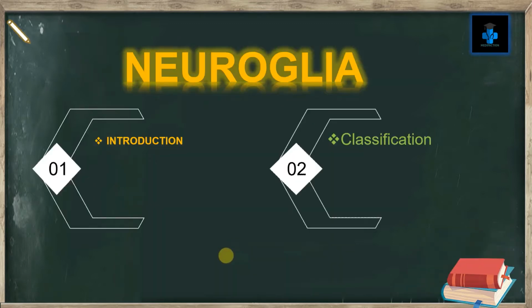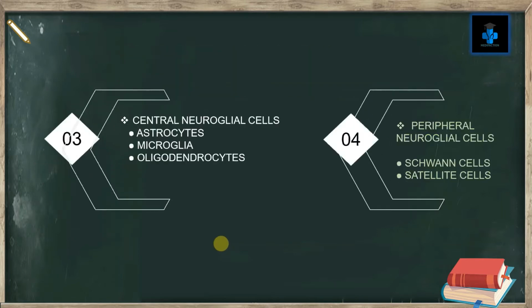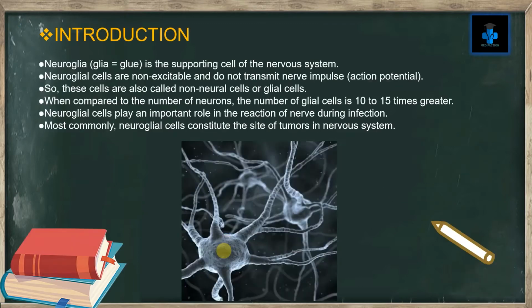In this video, I'm going to enumerate an introduction about neuroglia. We are also going to check upon the classification of neuroglial cells, which are the central neuroglial cells consisting of astrocytes, microglia, and oligodendrocytes, and also peripheral neuroglial cells consisting of Schwann cells and satellite cells. Let's begin.